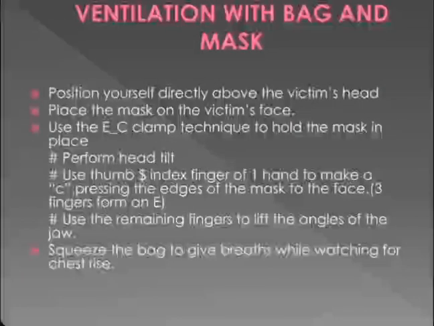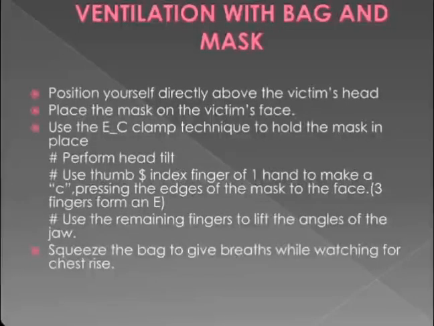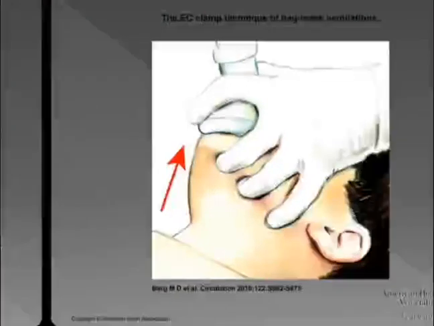Ventilation with mask and bag. Position yourself directly above the victim's head. Place the mask on the victim's face. Use the E-C clamp technique to hold the mask in place. Perform the head tilt. Use the thumb and index finger of one hand to make a C, pressing the edges of the mask to the face. Use the remaining three fingers to make an E, lifting the angle of the jaw. Squeeze the bag to give the breath while watching for chest rise.